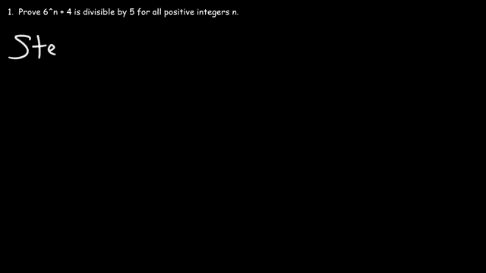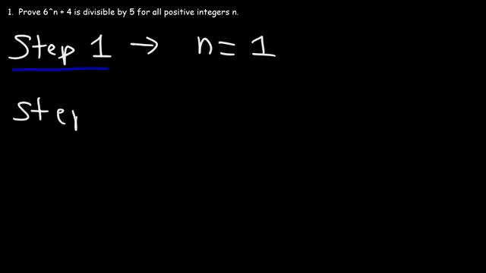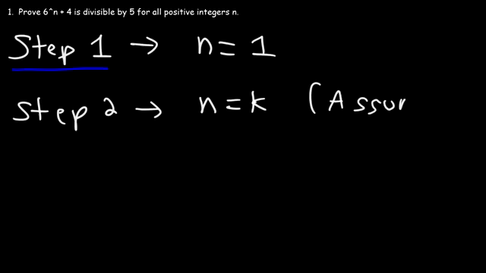So step 1 is that we need to prove that the statement is true when n is equal to 1. So that's the first thing we need to do. In step 2, we need to set n equal to k, and we need to assume that the statement that we get from that expression is true.